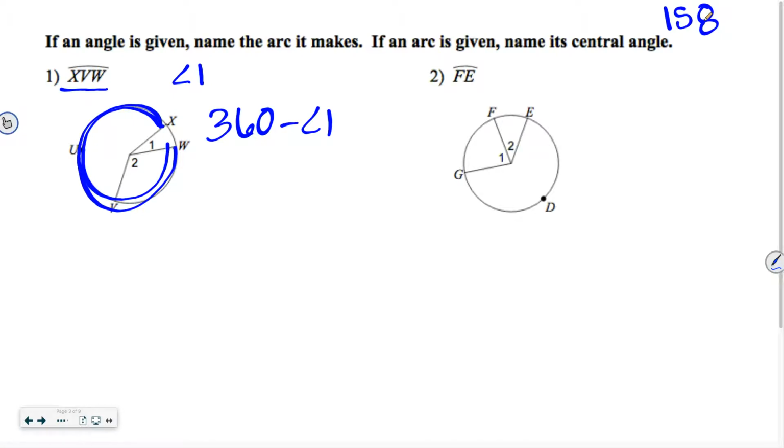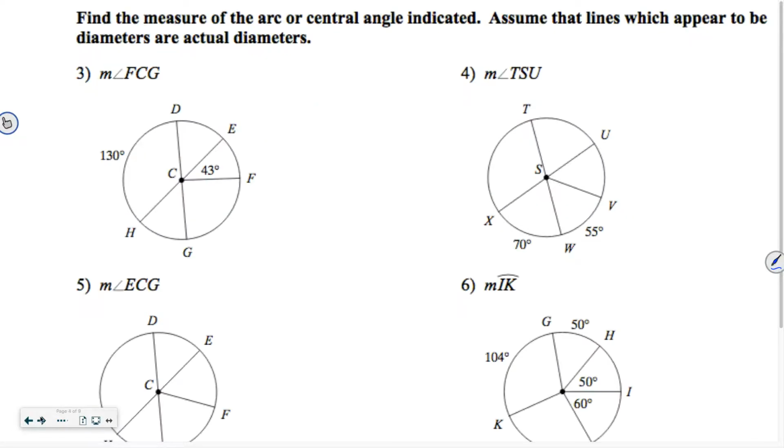Okay, then it says arc FE. So that's from here to here. Do you see how that goes with angle 2? So the measure of angle 2 is going to be the same as the measure of arc FE. Okay, now they want us to find the measure of the arc or central angle indicated. Assume that lines that are diameters are actually diameters. So if it looks like a diameter, it is.